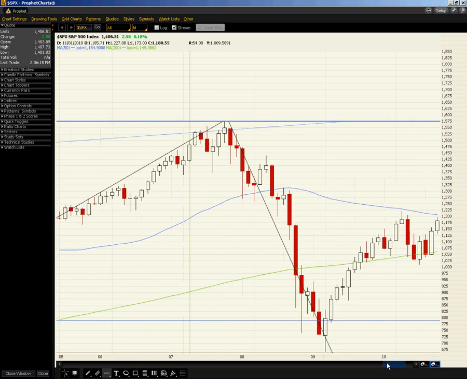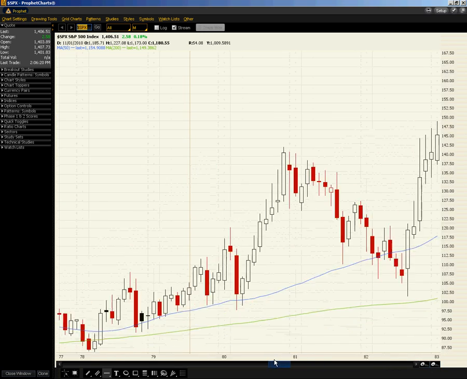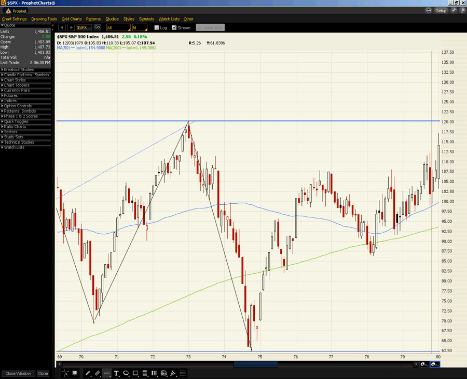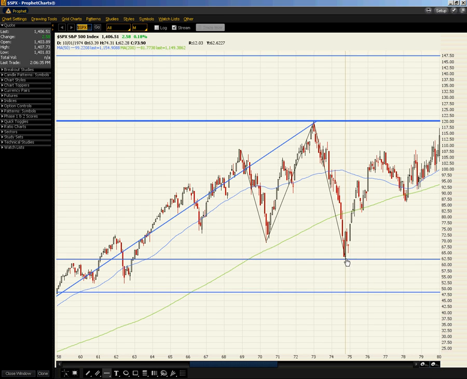But the idea is that unless they cross, we're going to have very similar action as we did in 1976, where they fail to cross. And then potentially, I've been talking about how we could have already seen the generational low. Well, that's what we did. We saw the generational low.